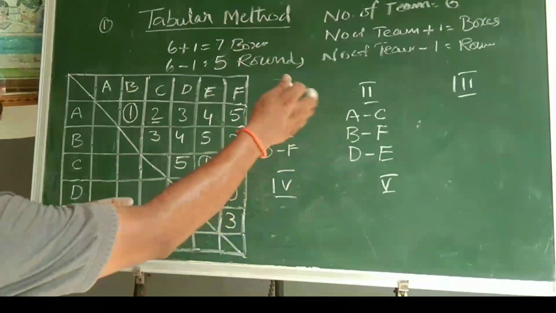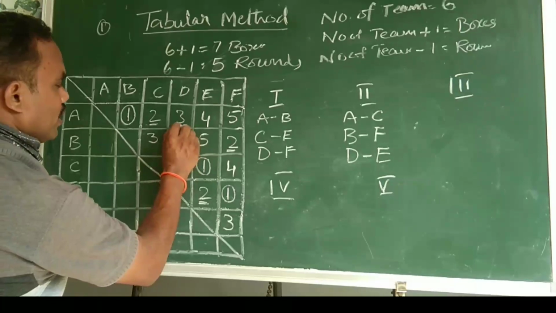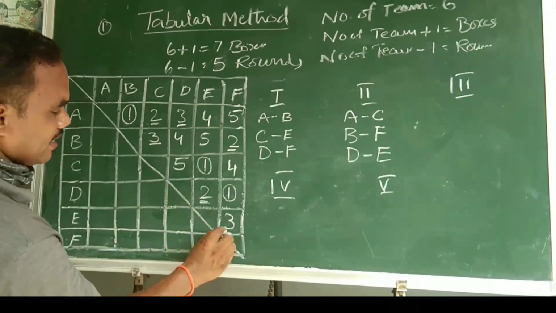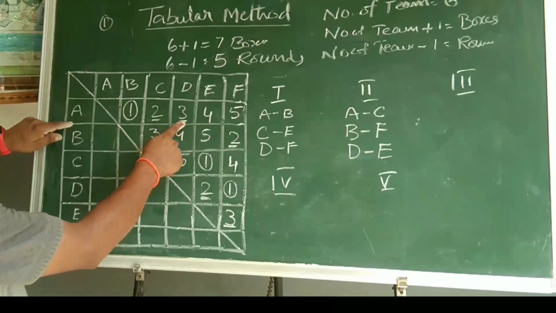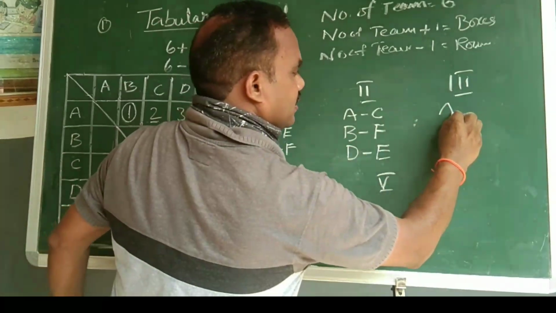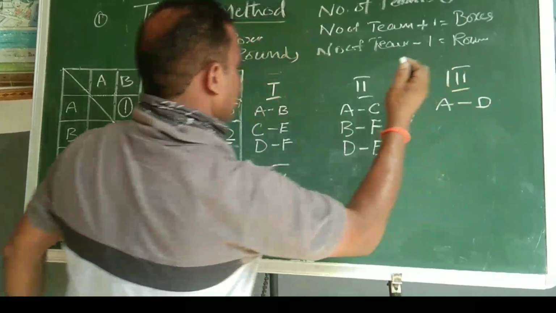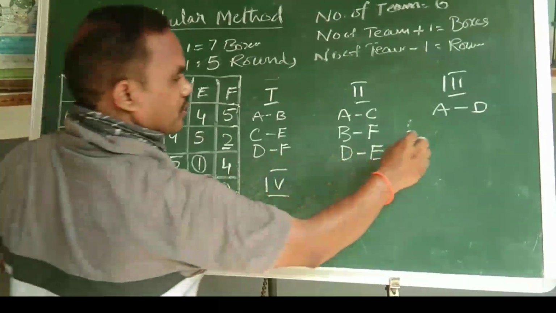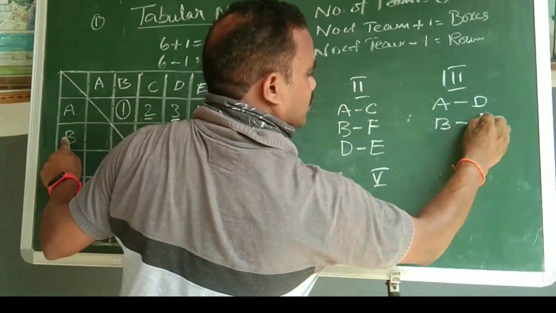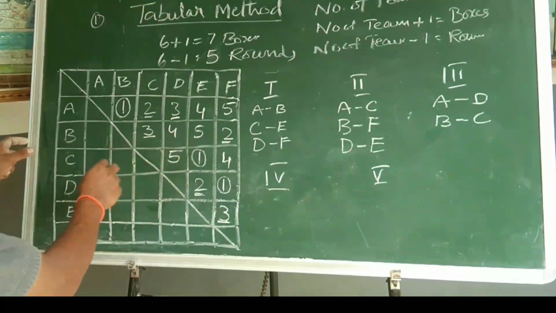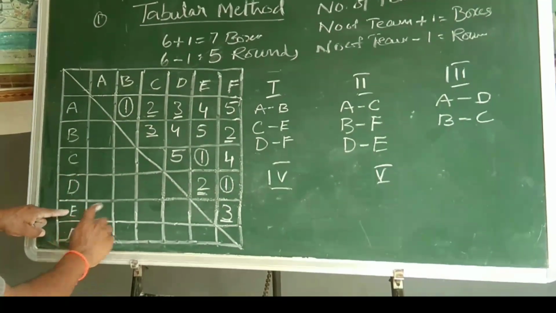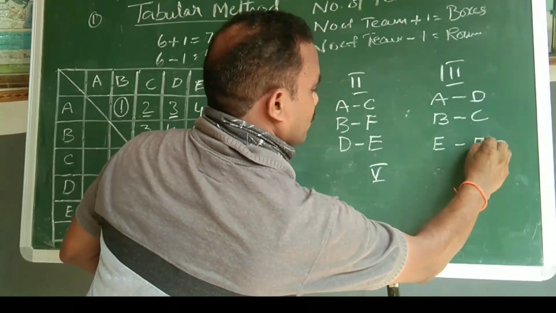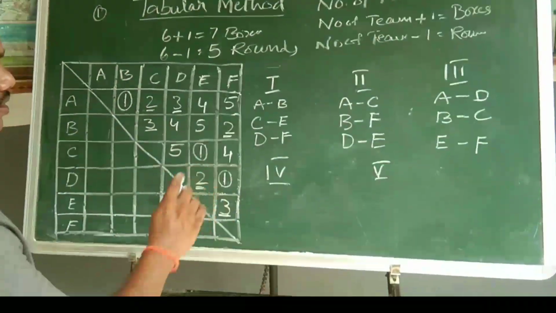Next, third round. Third round, where once you check it, here one position is there 3. Here third round, and again here third round. Let's go have the matches. A versus D. And the second one, B versus C, and last E versus F. This is this one.